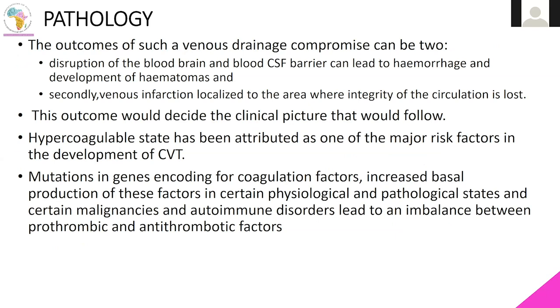So a hypercoagulable state has been attributed as one of the major risk factors in the development of CVT. Mutation in genes encoding for coagulation factors increases basal production of these factors. In certain physiological and pathological states, certain malignancies and autoimmune disorders, this leads to an imbalance between prothrombotic and antithrombotic factors.